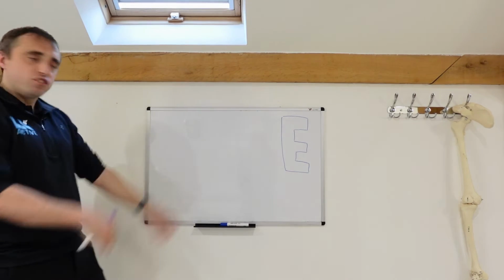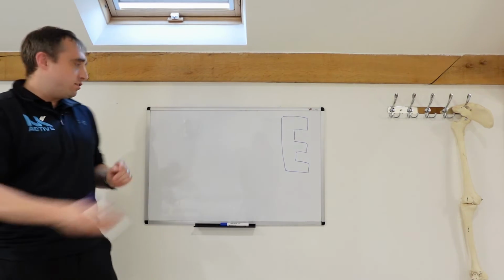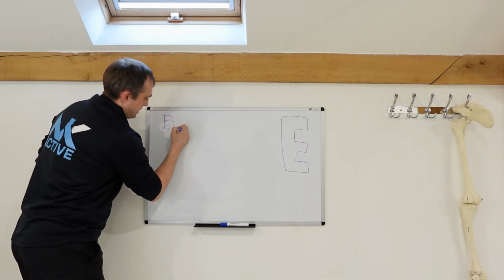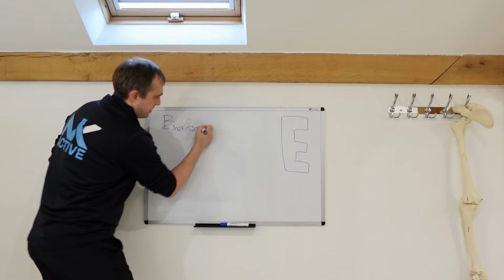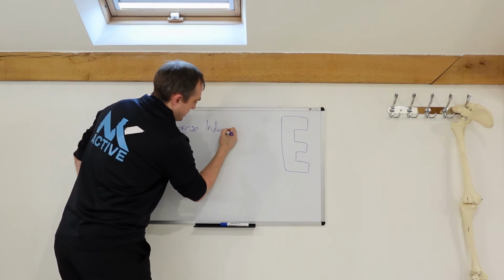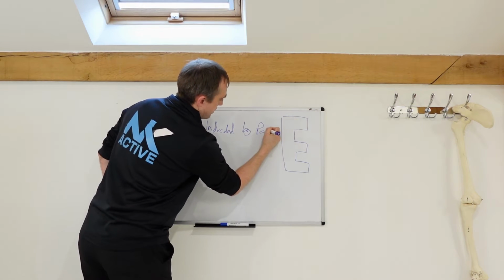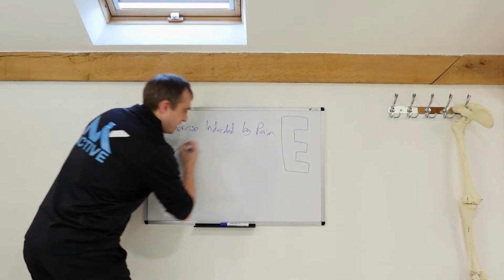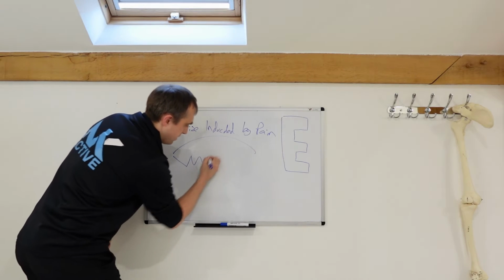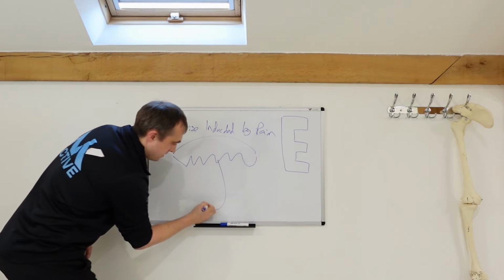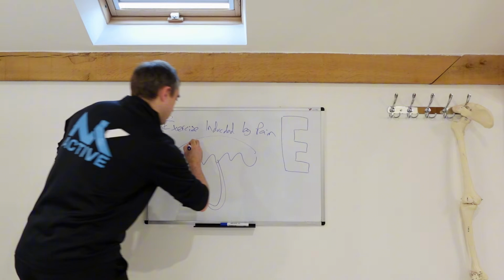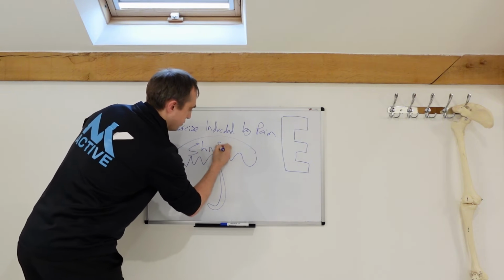So on our A to Z journey, we are on E. E is for exercise-induced, it's a bit of a wordy one, leg pain. Or AKA, it's given the umbrella term of shin splints.